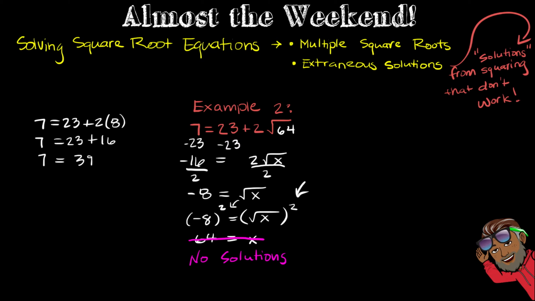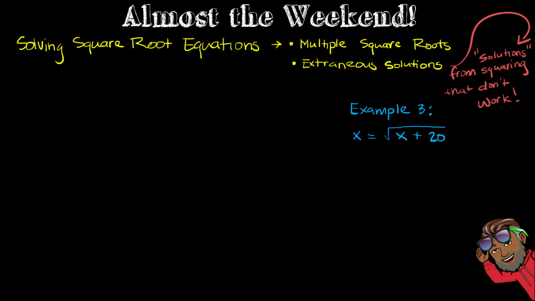All right, moving on to our third and final example. What we have here is x equals the square root of x plus 20. Once again, you only have one square root on this problem, so there's no reason to separate them. The square root is isolated, so all we're going to do from here is get rid of the radical.